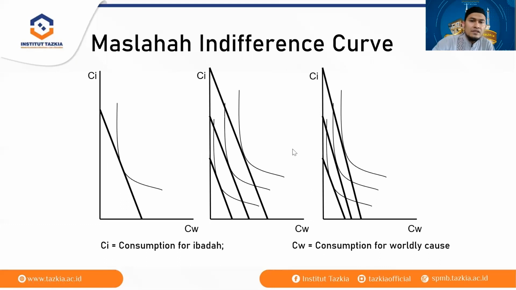So this is maslahah in a different curve. It is consumption for ibadah in terms of worldly cost. The three curves here show which one you can meet for the maslahah itself. The higher the maslahah is going to be, the more you have to meet into the ibadah. Consumption for worldly use is going to be shrinking and much steeper than before. The last curve we have is where the maslahah is going to be higher than the others.